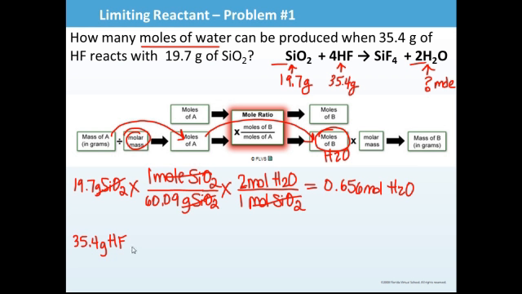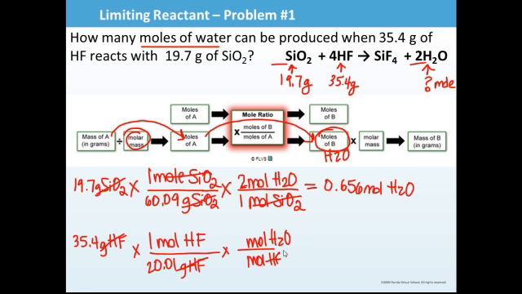So I start with 35.4 grams of HF. I do my conversion. Whatever unit I start with, that unit goes down here. Grams of HF. I'm going to look on the periodic table. I see that HF has a molar mass of approximately 20 grams per mole. Remember that molar mass is always of 1 mole. I have moles of HF. That's not what I need, so I'm going to keep doing my conversion.